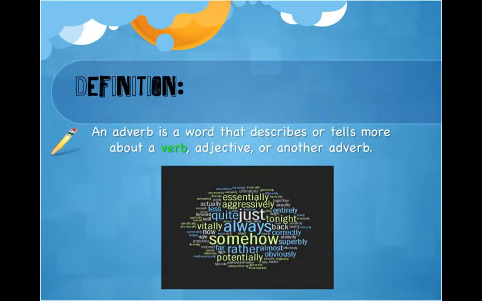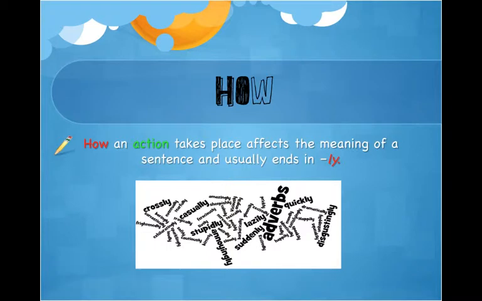The first thing I want you to write down is the definition. An adverb is a word that describes or tells more about a verb, adjective, or another adverb. The 3 types are how, when, and where. For the how, an action takes place affects the meaning of a sentence and usually ends in ly.